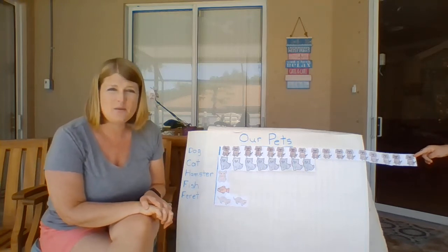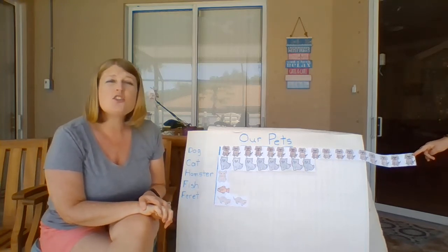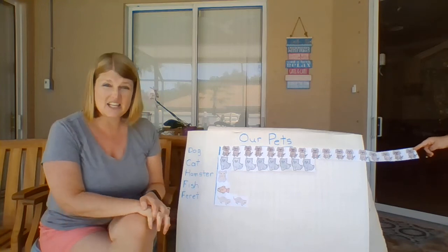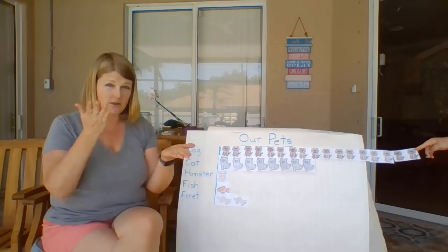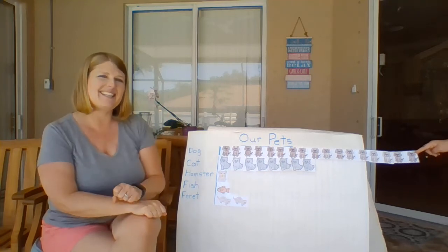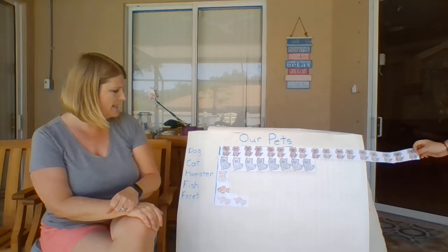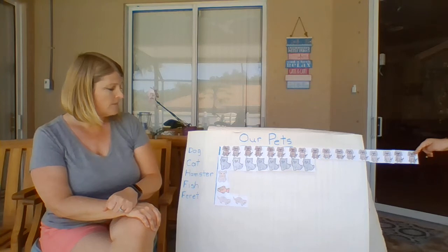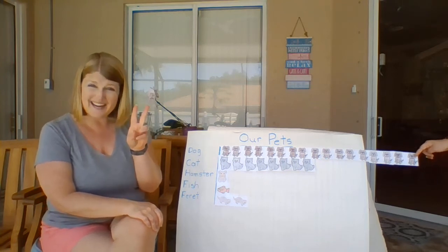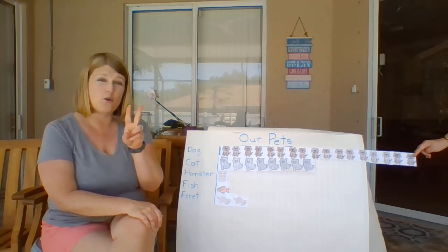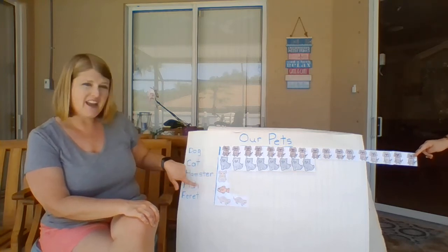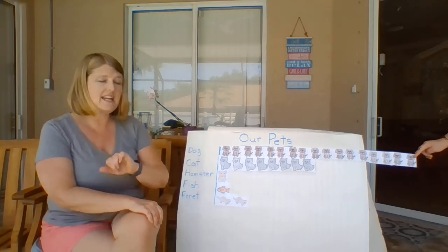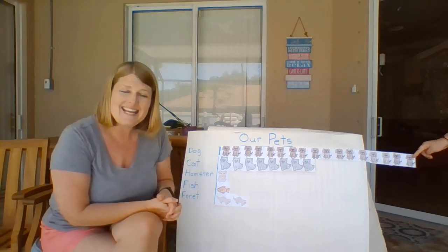Which animal or animals do we have the least of in our class? The fewest. Those two words are synonyms, least or fewest. Which one is it? Oh, we have 2 animals that we have the least of, don't we? Hamster and fish. There's only 1 of each. Those are the least. Good job.